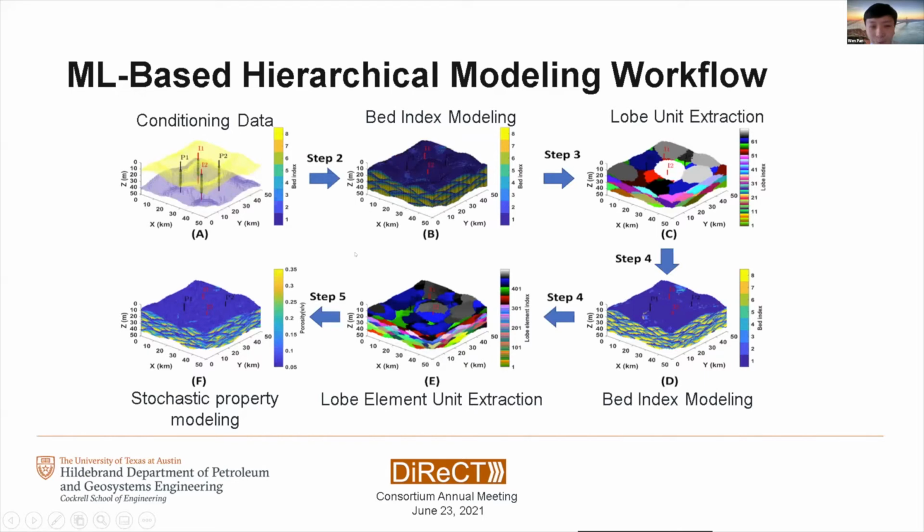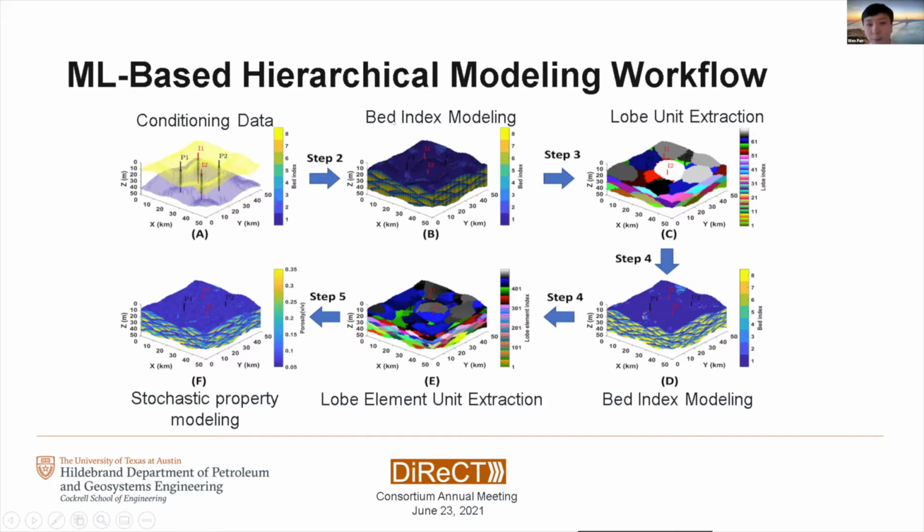So here is a diagram showing the whole workflow. We'll start with the horizons, like the major horizons identified from the seismic, and also the interpretation, like the zonations or well correlations we got from our well log interpretation. And then we will condition our lobate reservoir model to those data and calculate the bed index. So the bed index increases from the bottom to top of a lobe element.